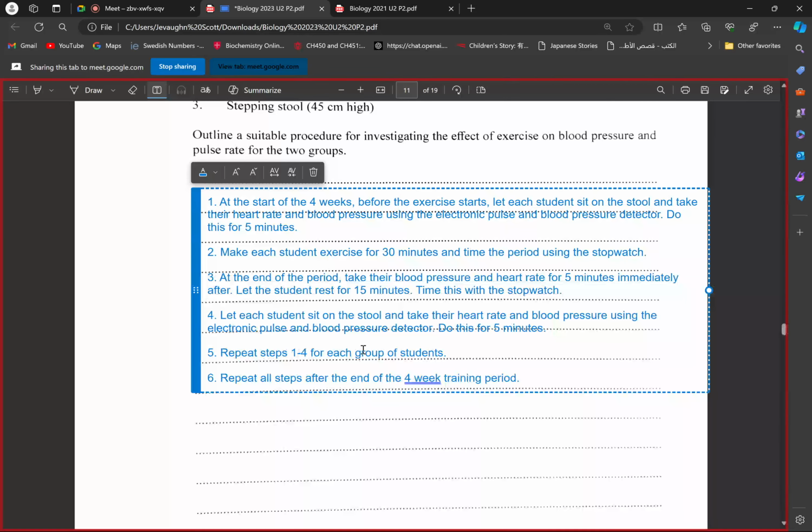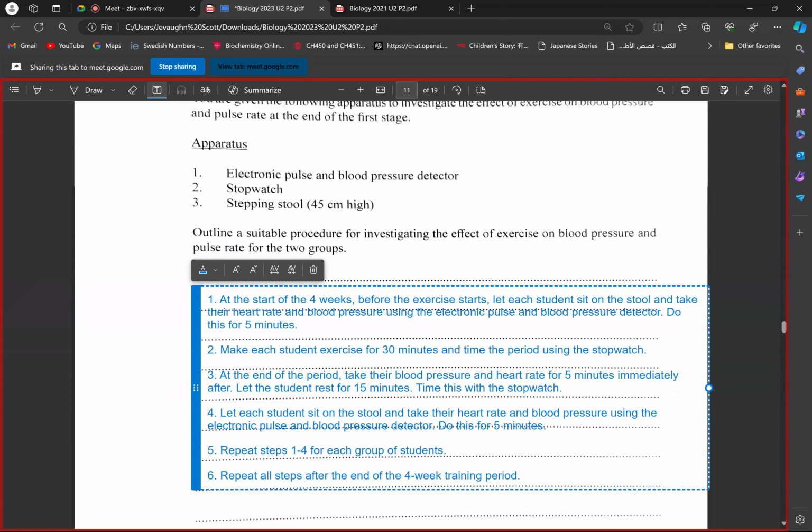We're saying here that we would repeat all steps 1 to 4 and then. Oh, so we're going to repeat steps 1 to 4 for each group of students, right? And then do it after the 4 week training period. 4-week needs a hyphen. That's what it's called. All right. So we have that there. I think this is okay.